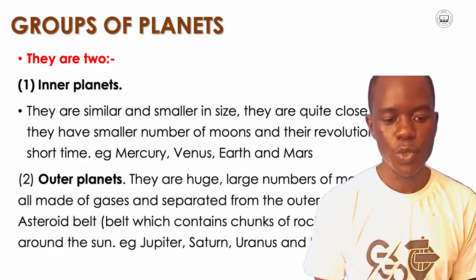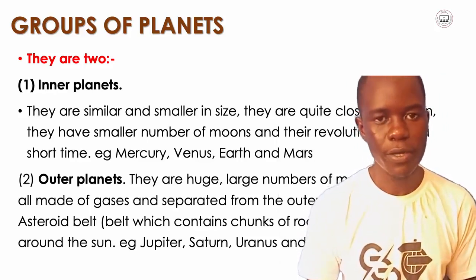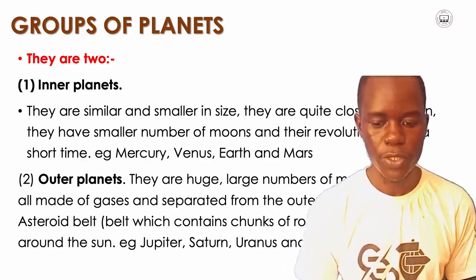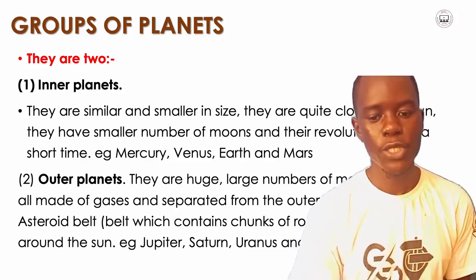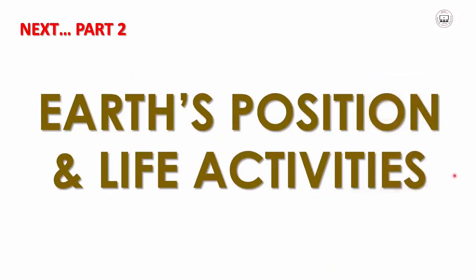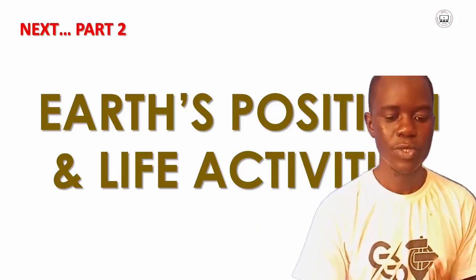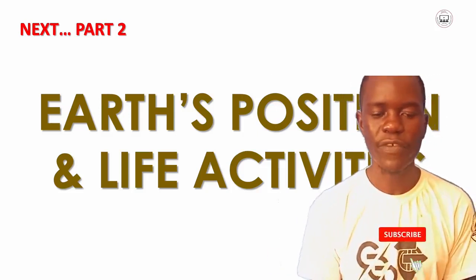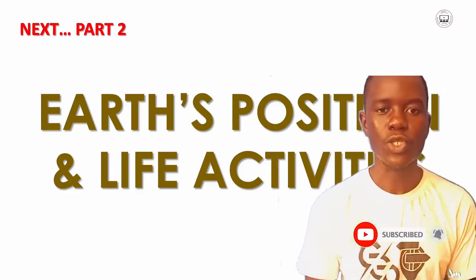That was all about the first part of the solar system. For today, we can stop there. In the next lesson, we're going to proceed with the solar system topic by looking at the Earth's position and life activities. You can read in advance so that when we come next time, you'll be able to follow the lesson well.